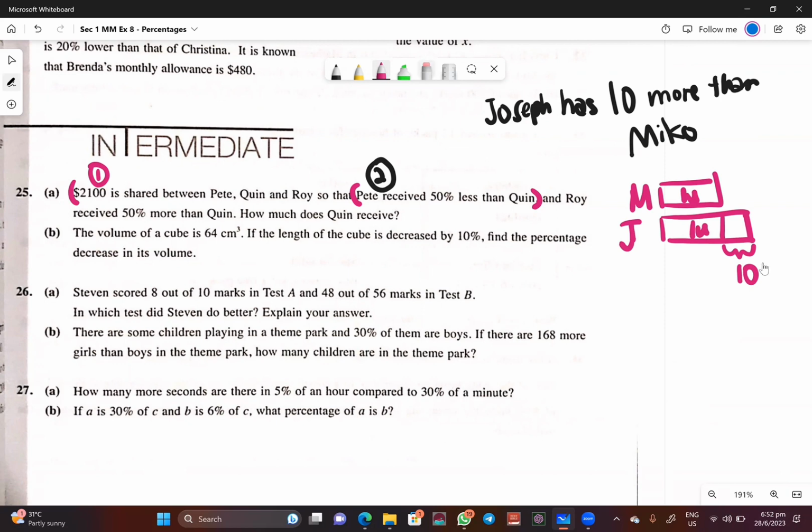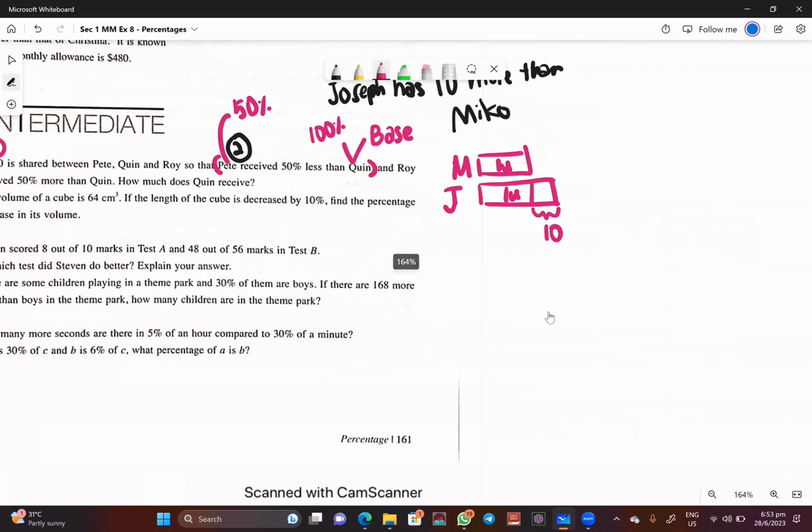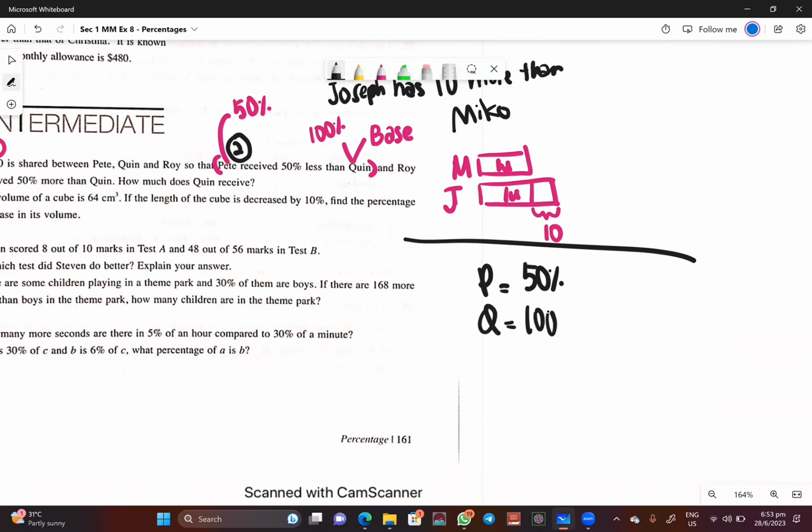So if I were to go back to this question, you realize that Pete received 50% less than Queen. That means Pete is not my base. Who is my base? Queen. So if Queen is the base, Queen is actually how many percent? 100%. Pete will be 50% less, that means Pete will be 50%. You understand so far? Yeah. So the first thing you want to do for a question like that is to write down that Pete is equal to 50% first, and then Queen is 100%, and that's all you need to do. Understand?